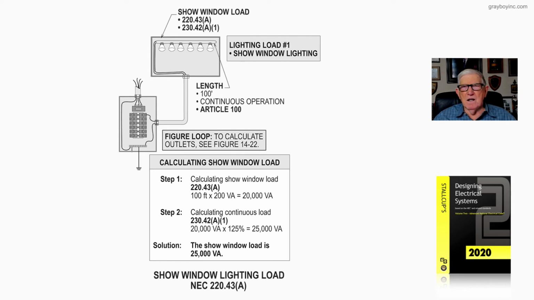Now remember, it's important now to apply this 125% rule whenever applicable because of the reduction of the VA rating in our table 220.12 that has taken place in this 2020 NEC edition. So this figure 23-4 is illustrating the procedure to calculate the show window lighting load in accordance with the NEC 220.43(A), and that's what the user of the NEC must do.